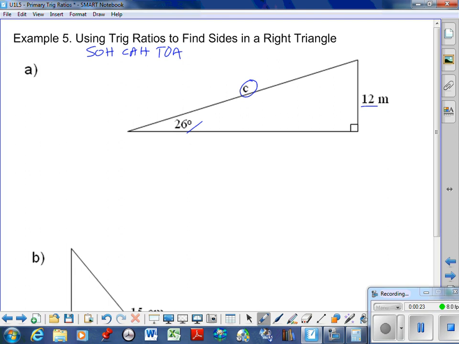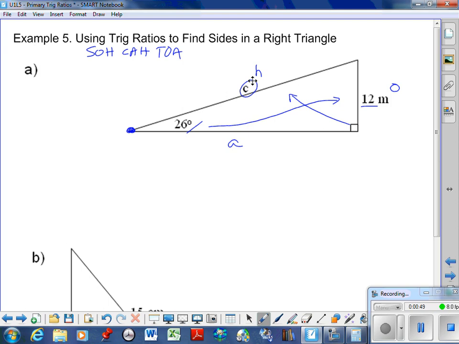So first thing is to identify your reference angle. Here it is down here, the 26 degrees. So that's my reference angle. I need to label my triangle accordingly. So we know that this is hypotenuse. It's across from the 90. I know this is the opposite because it's on the opposite side of my angle, which means this is my adjacent side.